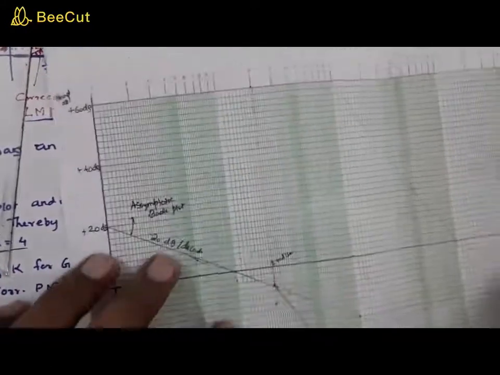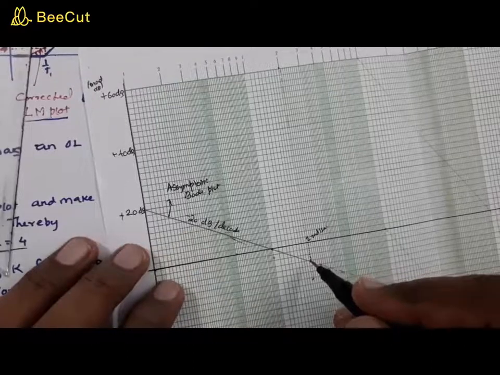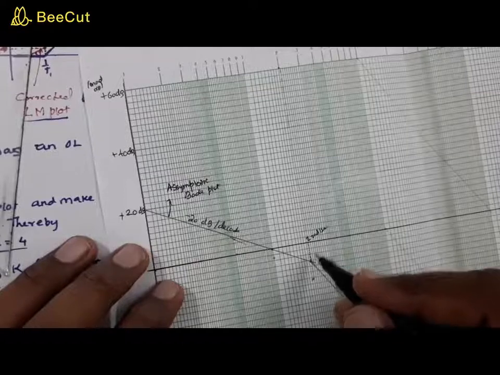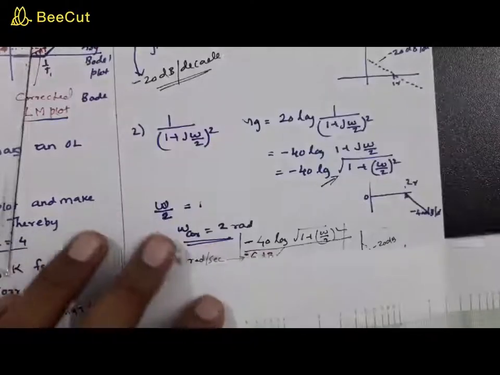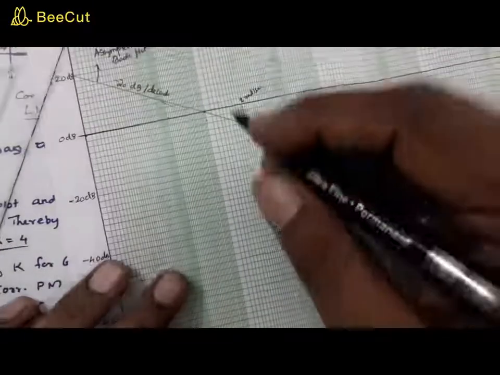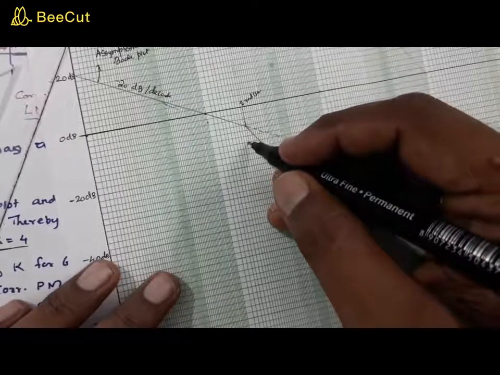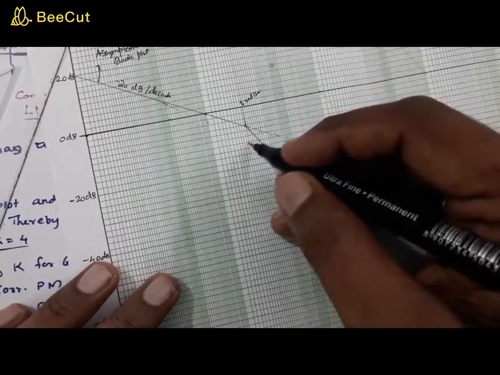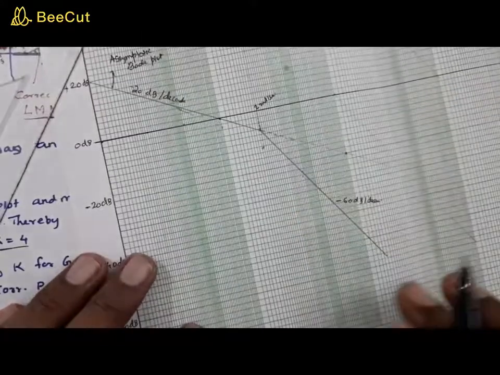Now from this point, since this corresponds to the 0 dB of the second term, you need to find the point corresponding to this 2 radians. From this you need to find how much dB: 6 dB. We know that one division is 2 dB, so 2 and 3. So from this point you have noted 3 divisions. So this is your minus 6 dB point.